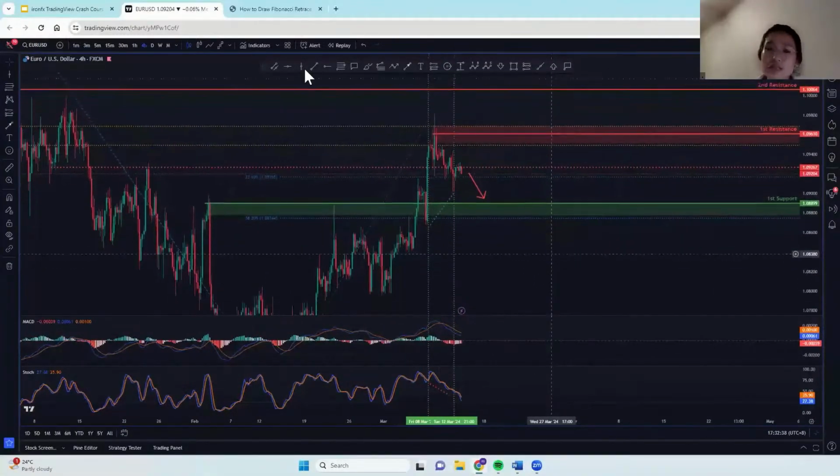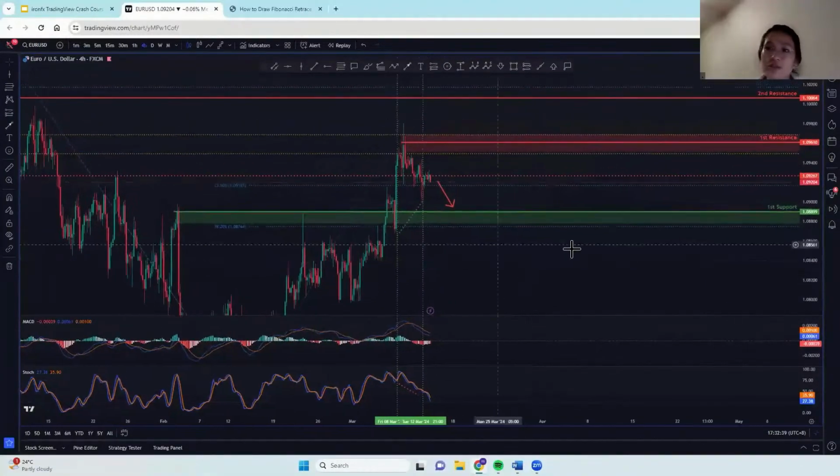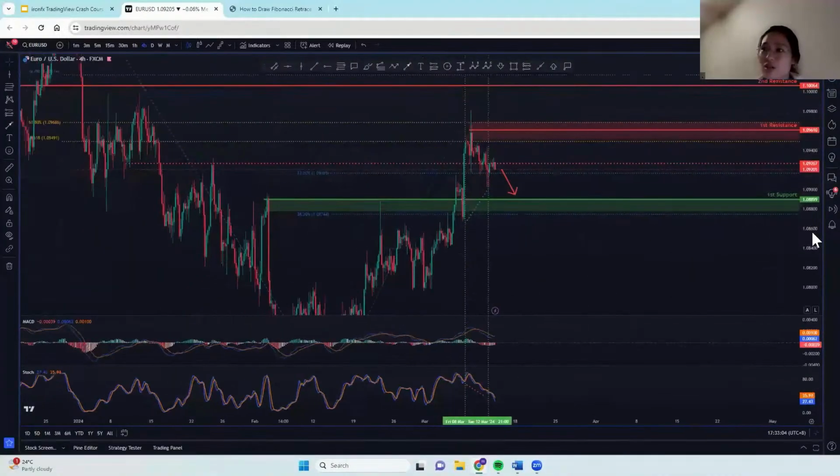Okay, so for the vertical lines, I use those when I'm looking for divergences. So basically what we are looking at for stochastic, when price makes a higher low, whereas stochastic or RSI gives us a lower low, that's what we call a divergence. So I use these two vertical lines to indicate the area in which the divergence is occurring.